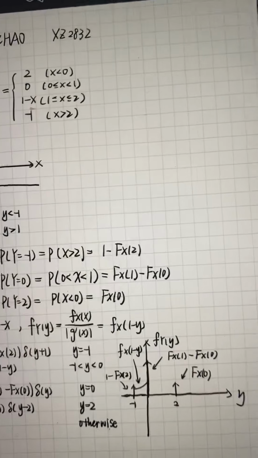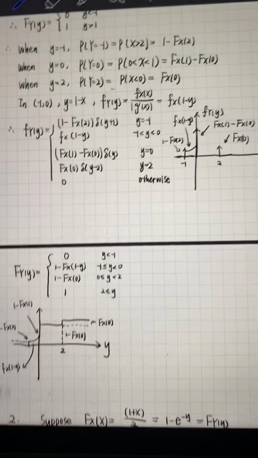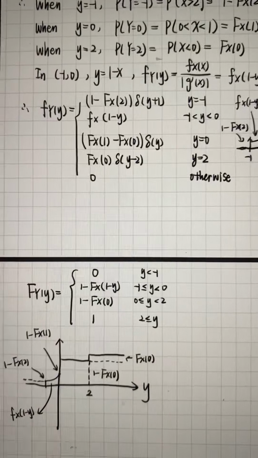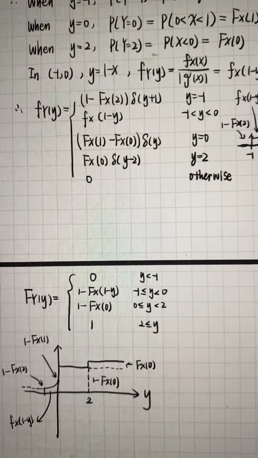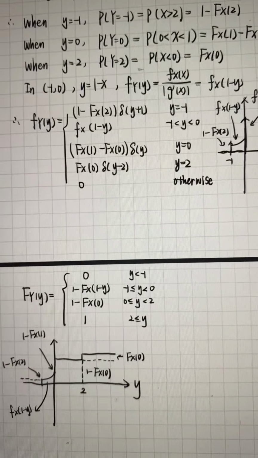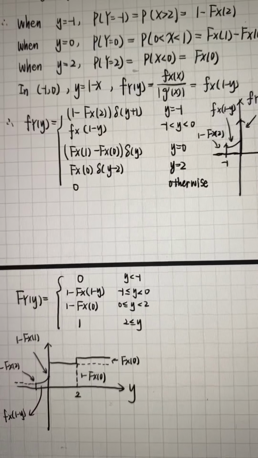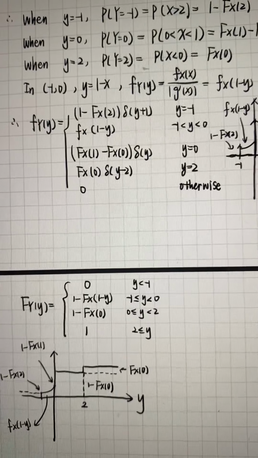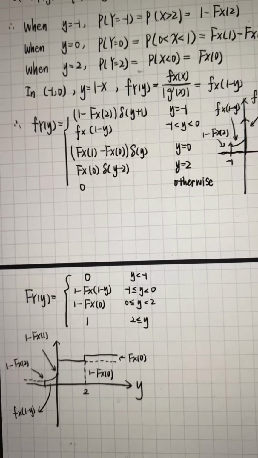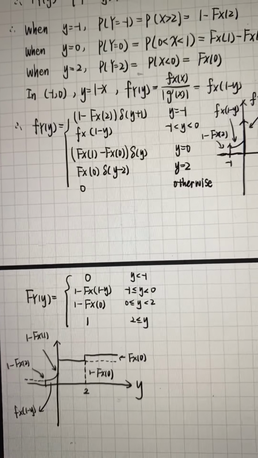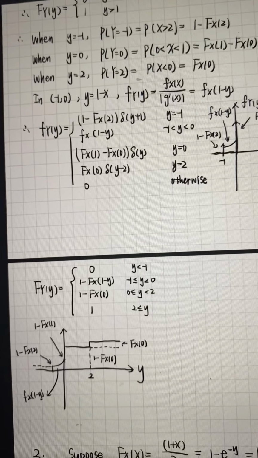And as for the upper fy, we can divide it into 4 situations. When y is smaller than -1, it is 0. When y is from -1 to 0, it is 1 minus upper fx of 1 minus y. And when y is from 0 to 2, it is 1 minus upper fx 0, and otherwise it is 1.